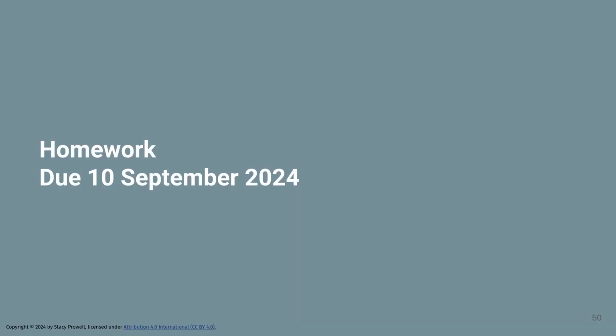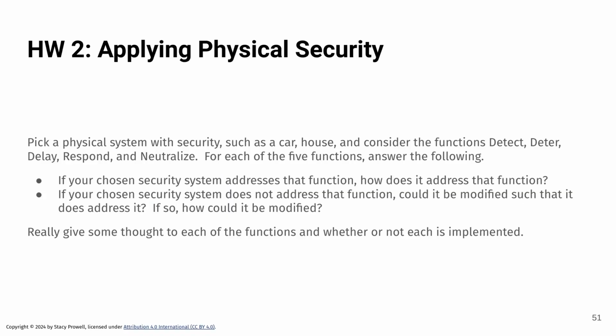All right. Homework due 10th September. The homework is to apply that physical security stuff we talked about in the previous class. Pick a physical system and then apply the five functions: detect, deter, delay, respond, and neutralize, and see for the system you picked which ones are addressed, which ones are not addressed, and when they're not addressed, how could they be addressed, or could they be addressed? Maybe that's really hard. Give some thought to each of these and give some thought to whether or not each is really implemented. And that's it.